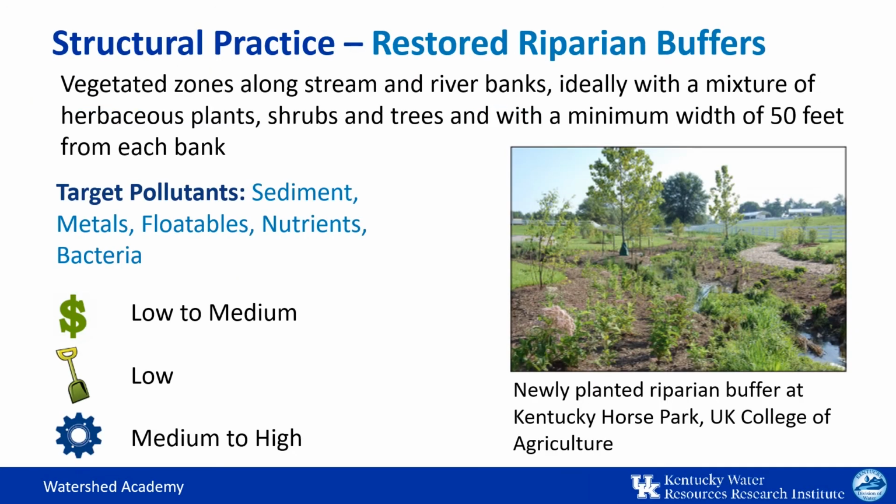Restored riparian buffers are one of the best structural practices no matter the land use situations. So in agricultural, mining, or urban situations, as we're talking about here, riparian buffers are great. These are vegetated zones along the streams or river banks. That could be a variety of widths. We'd like to see a minimum width of 50 feet to provide all of their full benefits, but even some buffer is better than no buffer.